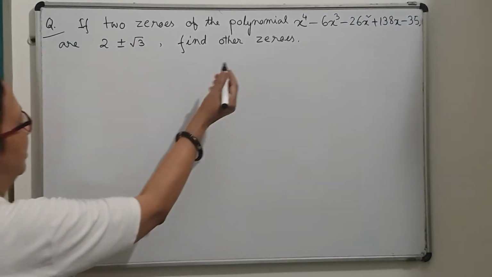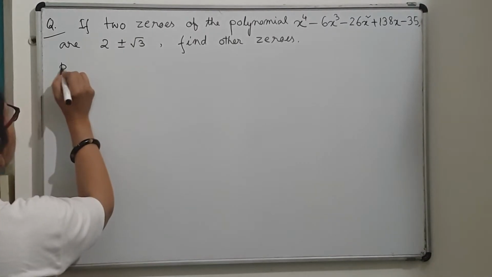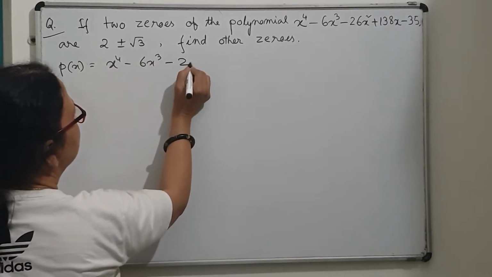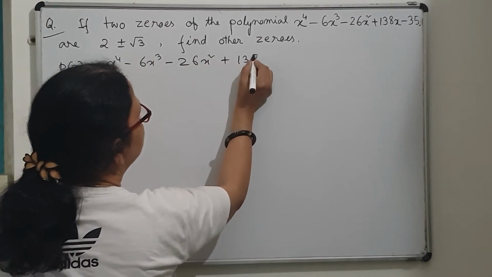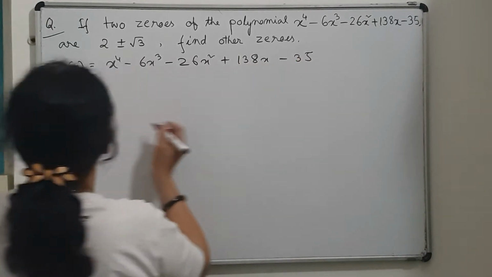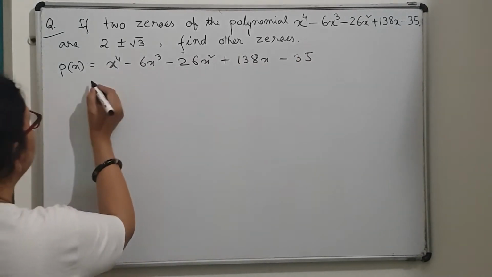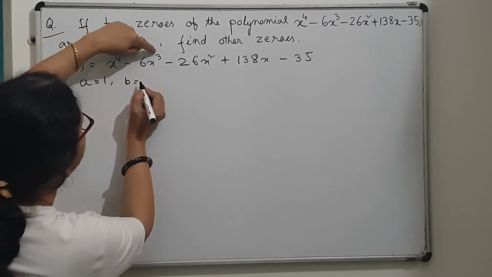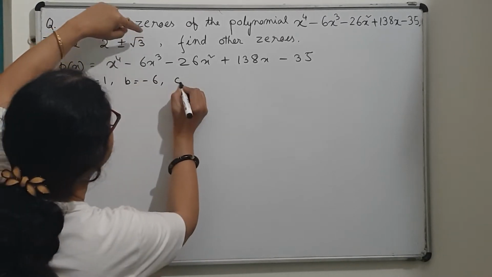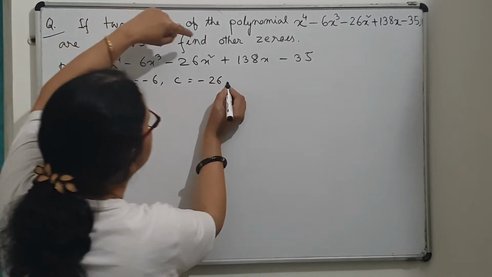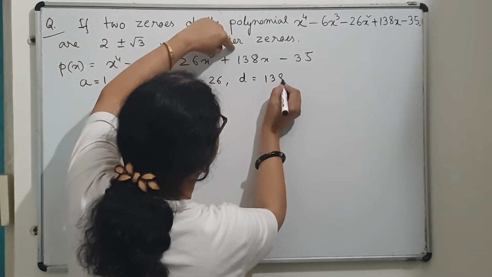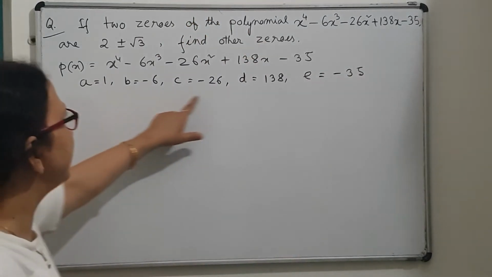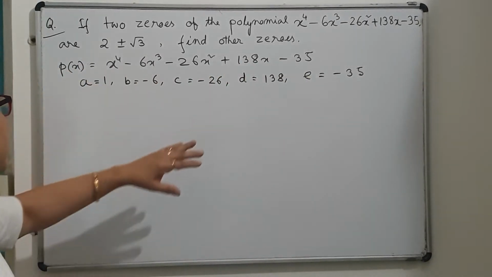First of all, let me write this as p(x). P(x) is x to the power 4 minus 6x cube minus 26x square plus 138x minus 35. Comparing with the standard one, I can find the values of the coefficients: a, the coefficient of the first term, is 1; b, for the next power, is minus 6; c is minus 26; d is 138; and the last constant e is minus 35. That is the first thing we do: we write down the values of the coefficients of the polynomial by comparing with the standard one.